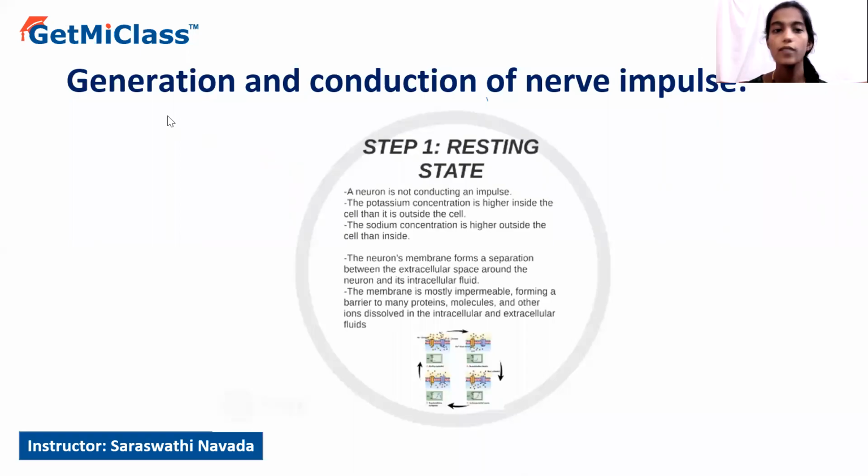Welcome class. In this session, we'll discuss the generation and conduction of nerve impulse. This nerve impulse will be generated depending upon the sensory neurons that are present in the body, and the nerve impulse that is generated will be conducted through the various neurons from one neuron to another.